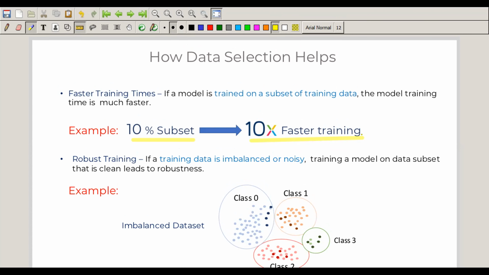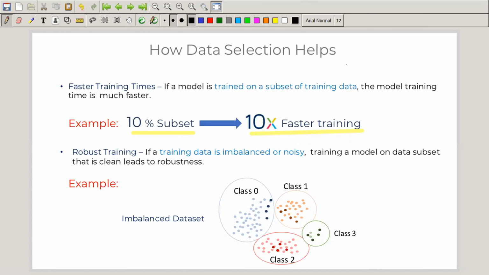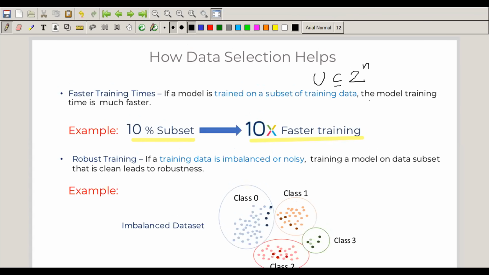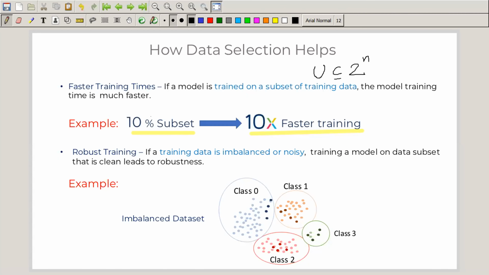So let's say I have the power set. You have n examples. So you have the power set, and what you're basically seeking is a subset U of the power set. That can be very expensive to explore. So you don't want to just get the 10% subset, but you want to identify the 10% subset as efficiently as possible.